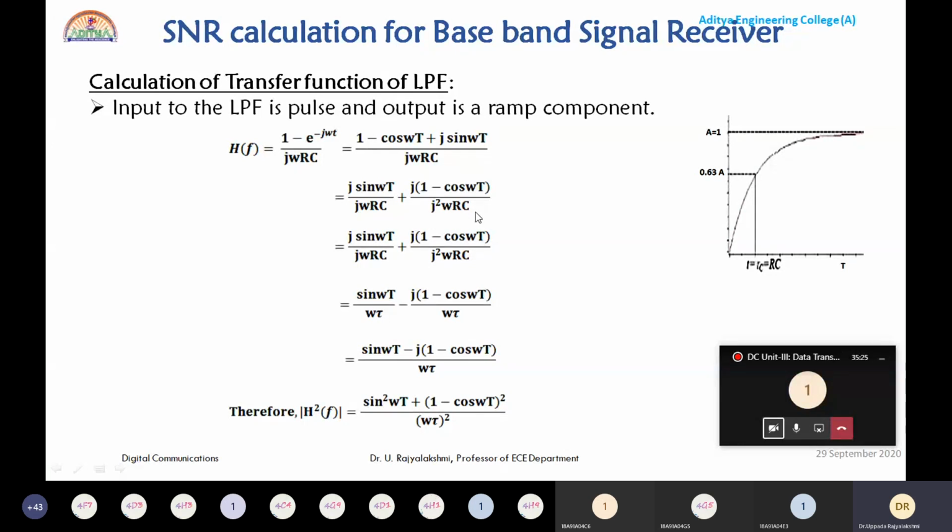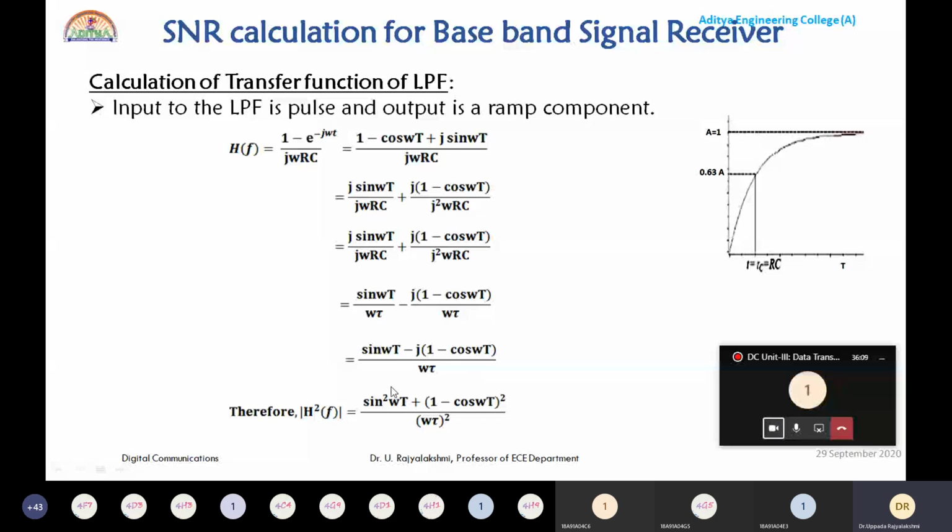Now please split, and here j and j get cancelled, and j square will be minus 1. So minus j into (1 minus cos omega T) divided by omega tau. Once again we have rewritten that. We took the denominator as omega tau. So it will be sin omega T minus j into (1 minus cos omega T), divided by omega tau. So this is our transfer function.